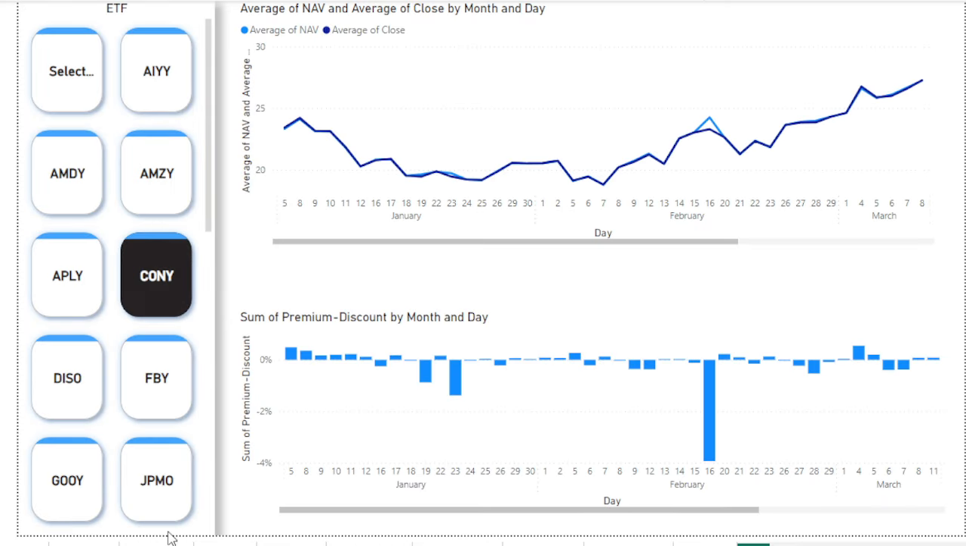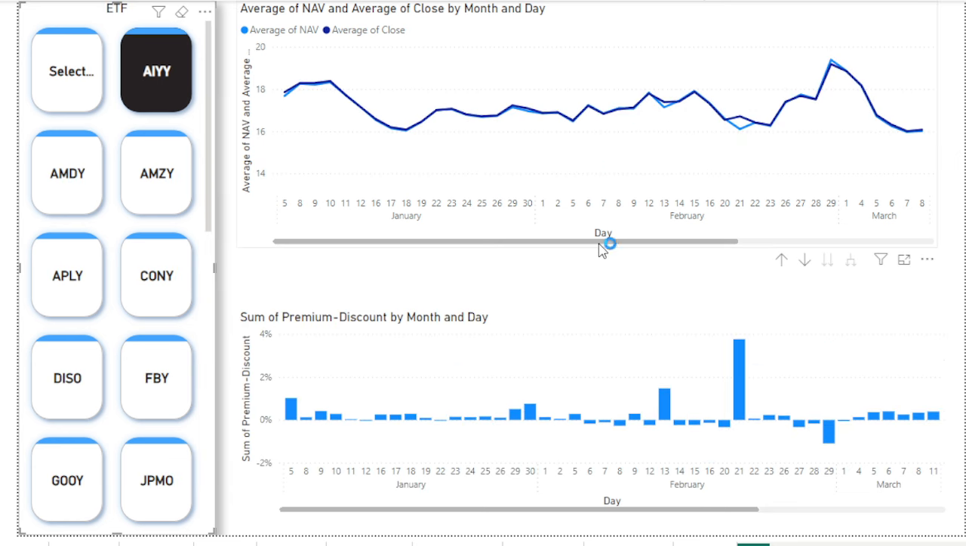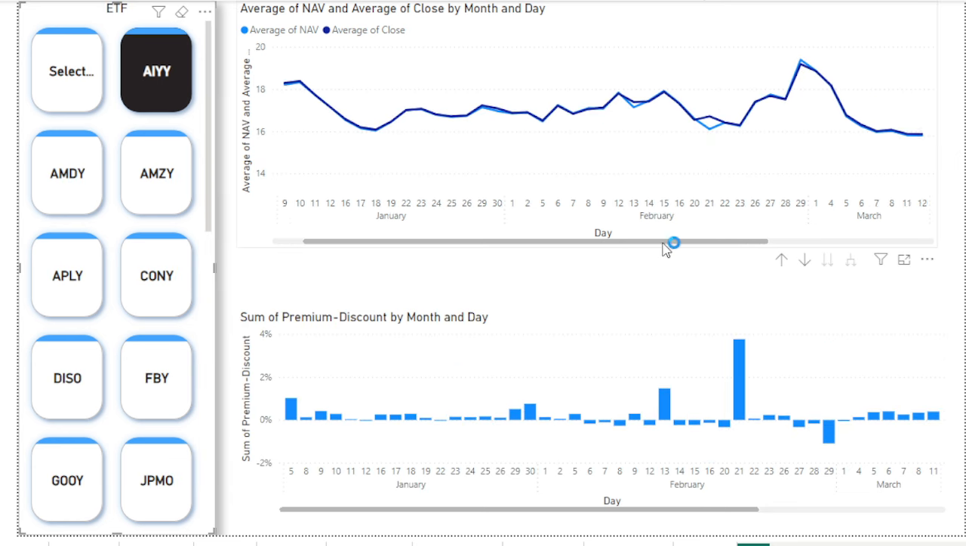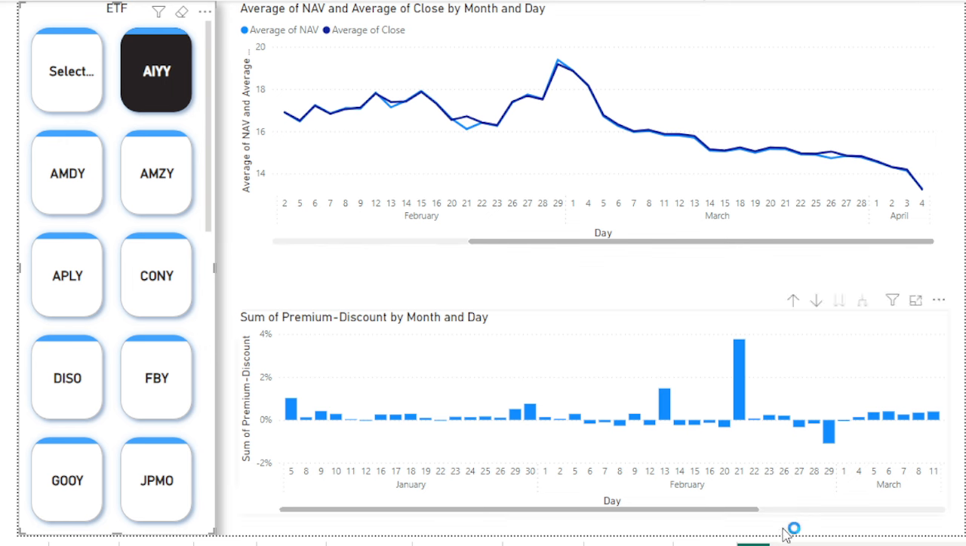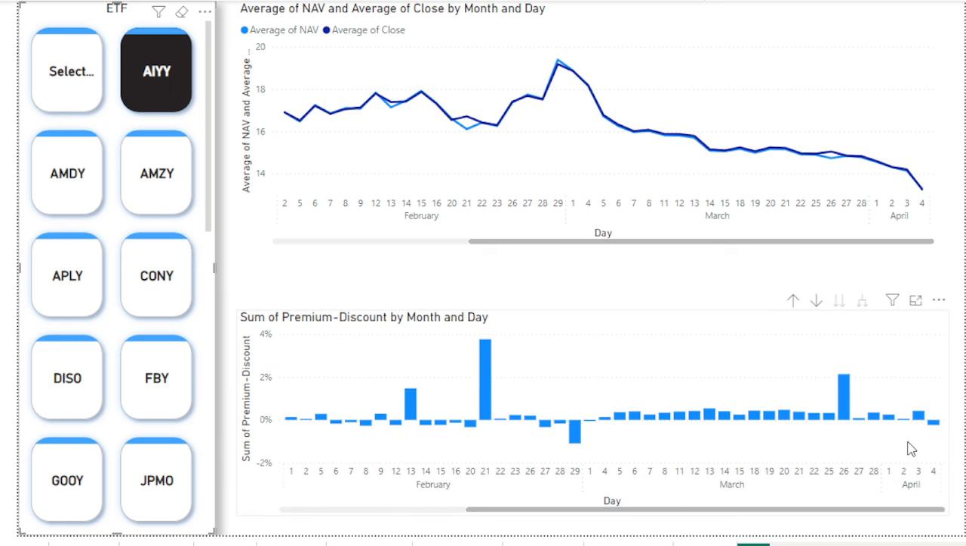And then also if I switch back to, let's say, for example, I want to compare the NAV and the close prices, I can do that too. And then also I can see whether people are overpaying or potentially getting a good deal. So for example, on the last date, you can see there's a small discount. It's not much, but it's better than nothing for AIYY.